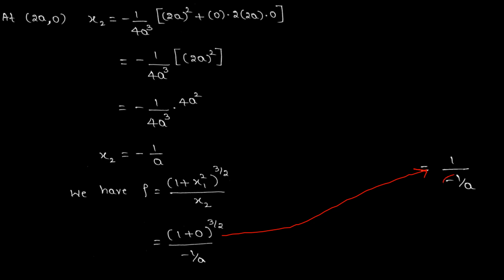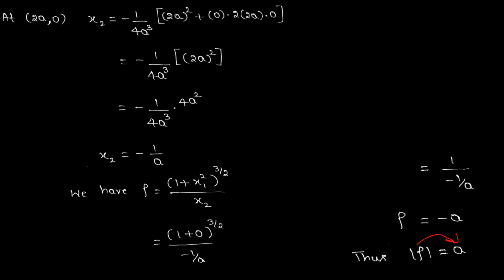When you take the reciprocal of minus 1 by a, you will get just minus a. That is, minus a by 1, which is just a in magnitude. Since we have to take the positive sign for radius of curvature, therefore the absolute value of rho will be a. So finally we found the radius of curvature for the given curve where the curve cuts the x-axis.